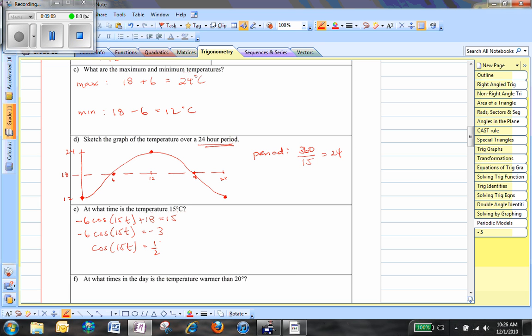Now, all of a sudden, it should remind you, oh my god, this is a special triangle. So you say to yourself, if this is 1 and this is 2, then this is 60. So that means that in the first quadrant, 15t is equal to 60. And in the fourth quadrant, 15t is equal to 300. Therefore, t is equal to 4, and t is equal to 20. That means 4 a.m. and 8 p.m.